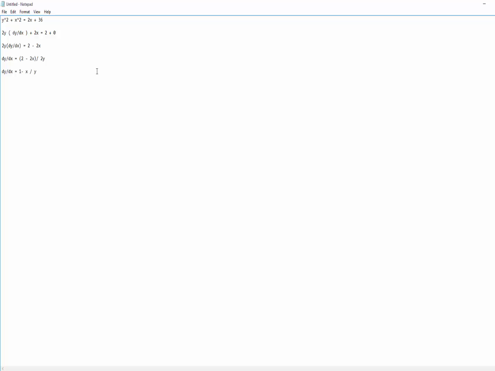So now, see, that is where you have two variables. Now, if you want to find the slope of the tangent line at a certain point, you need the x and the y of that point to find the slope of the tangent line there.